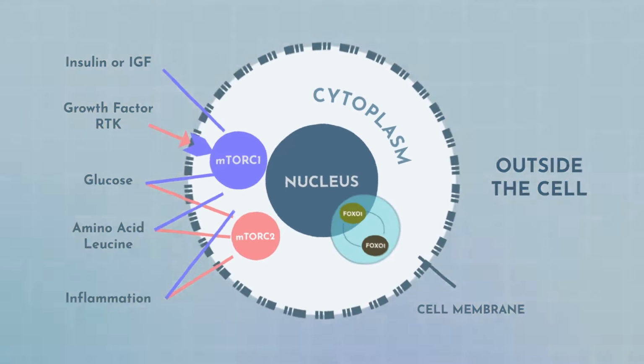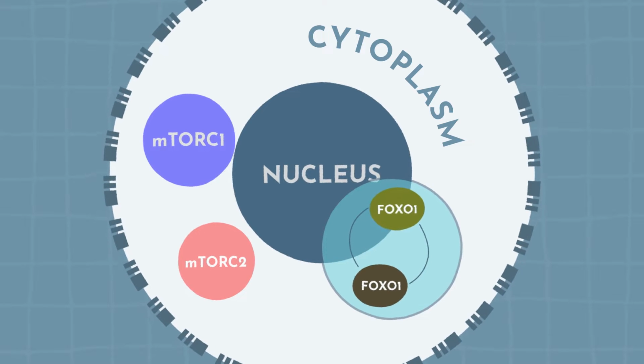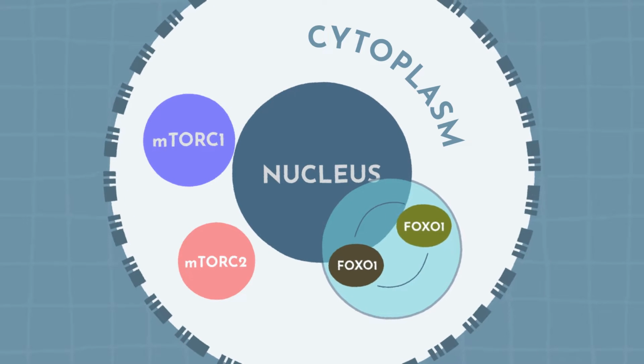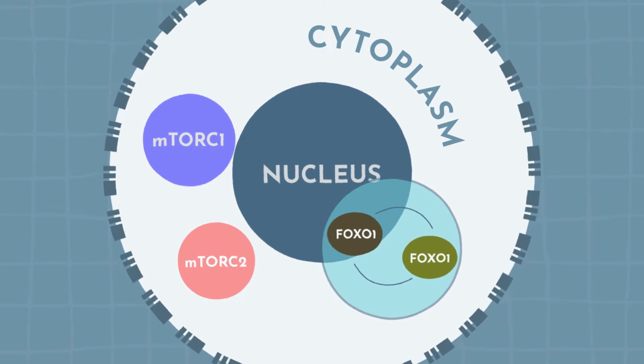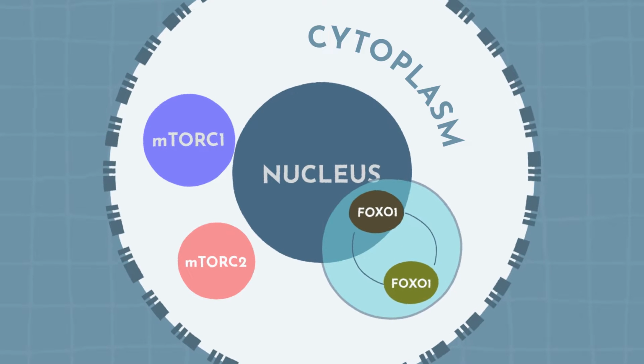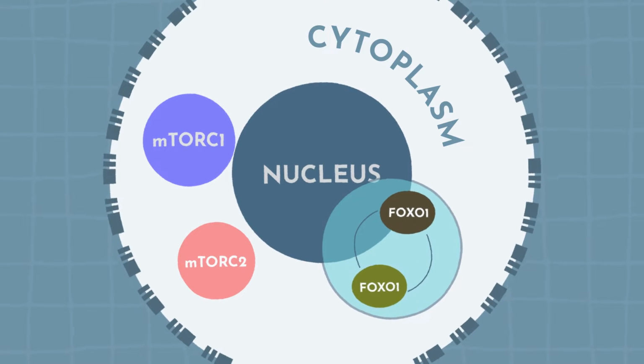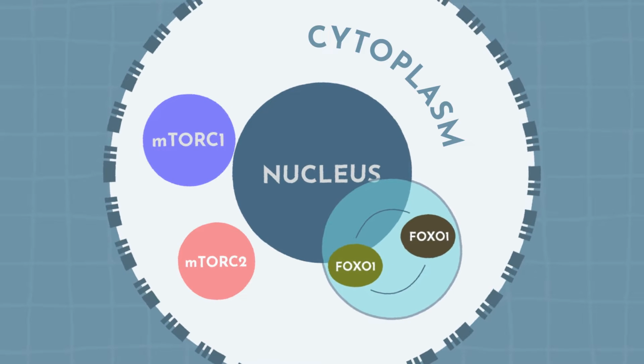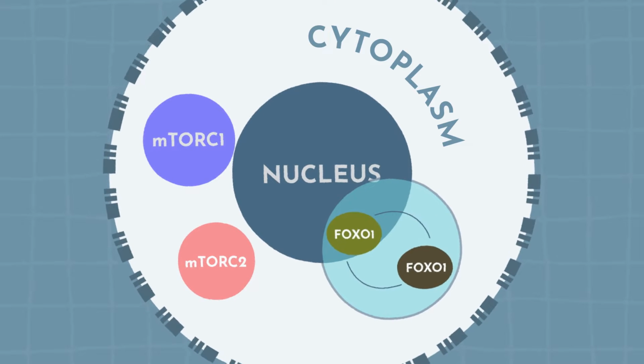And then we also see something called FOXO1. And we see FOXO1 doing a little dance here. So FOXO1 can be in the nucleus, or FOXO1 can be in the cytoplasm. And where FOXO1 is in the cell is really critically important. So let's first chat about FOXO1. What is it? What does it do?